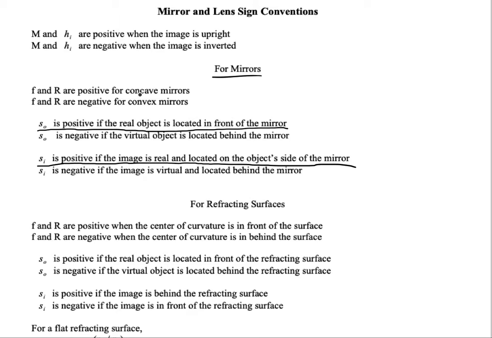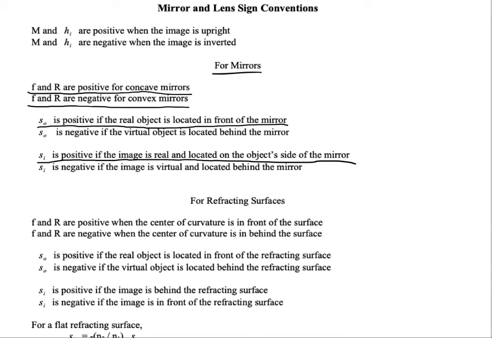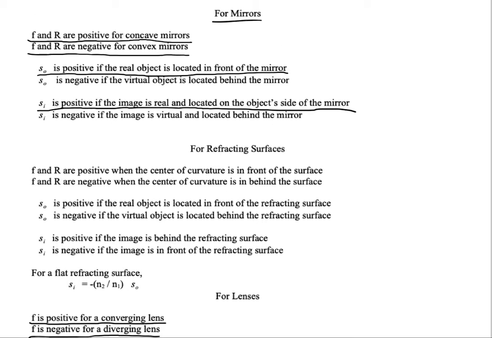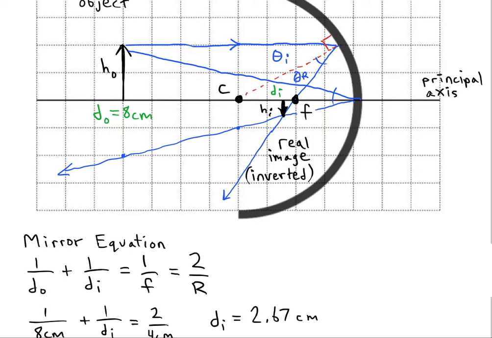Note this as well. F and R should be inputted as positive for concave mirrors, but negative for convex mirrors. That is also opposite of lenses, because for lenses, F was positive for convex lenses and negative for concave lenses. So that's just something to look out for. Okay.